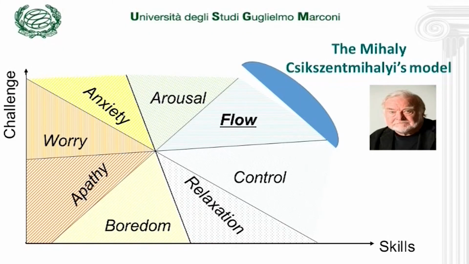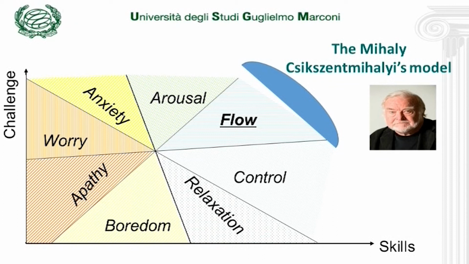Another very interesting model is Mihaly Csikszentmihalyi's model, this guy here that you can see in the slide. He said that top performance you can get at the flow level. How to interpret this graph? The central point is the average skill and challenge of our daily activity. Well, when we do something that needs more skills than average and a higher challenging activity, you are in the flow. And that is the moment where you are most creative. You are good also in arousal, in control, in the relaxation situation.